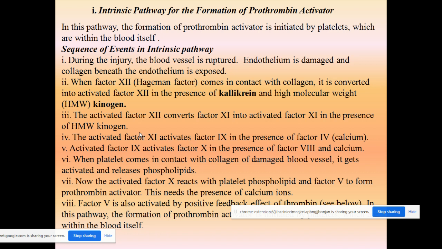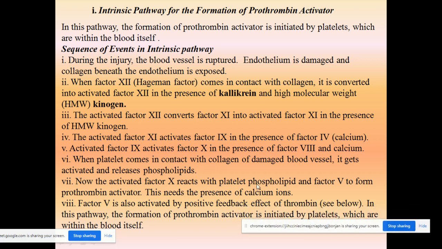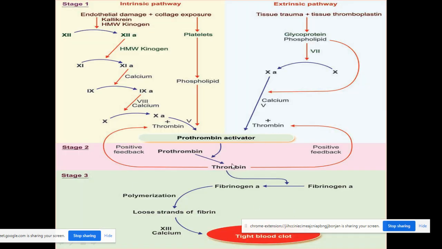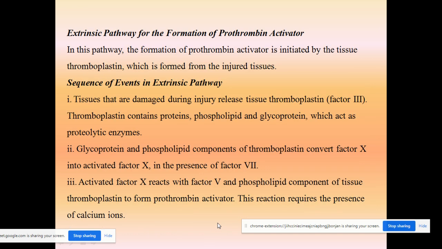Now the activated factor 10 reacts with the phospholipid released by the platelet and also factor 5 to form the prothrombin activator. For this, it also requires the calcium ions. Now the factor 5 is also activated by the positive feedback effect of thrombin. We have seen the positive feedback of thrombin, which is again utilized for the formation of prothrombin activator. So here the formation of prothrombin activator is initiated by platelets which are present within the blood itself.